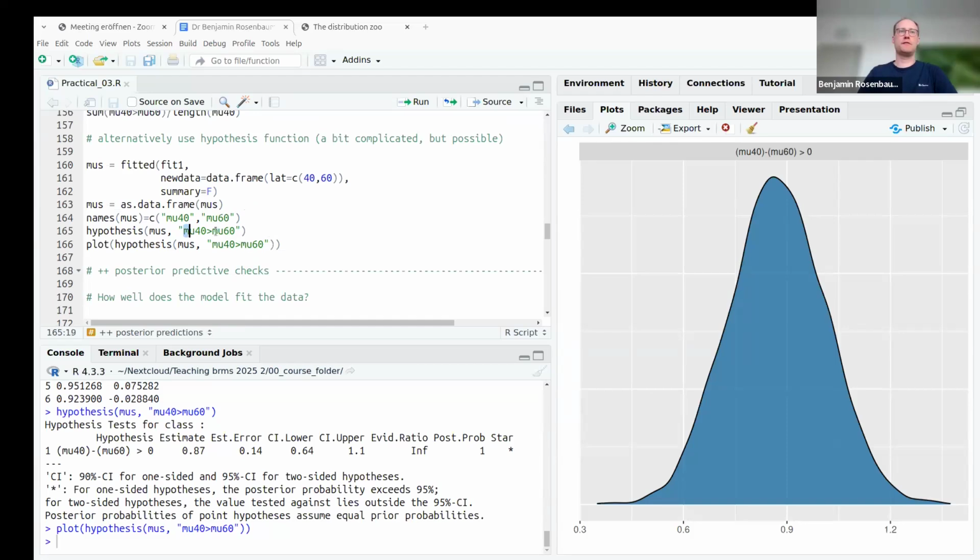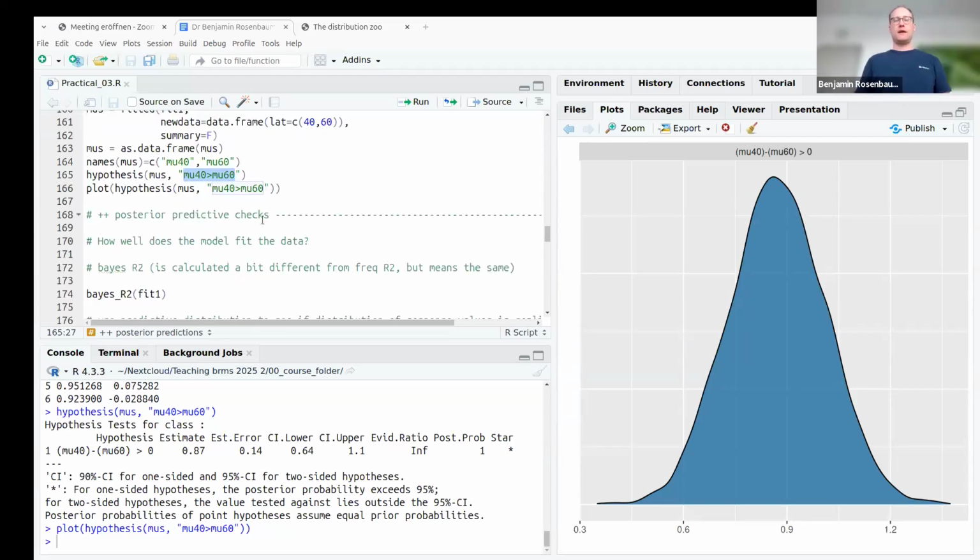And you can do all kinds of stuff there. If your research question is a bit more complicated than just comparing two predictions, but doing anything else to these predictions, you can always translate this into something for which you can calculate the probability here. Okay.